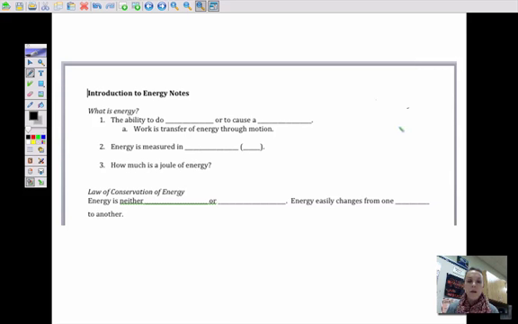Welcome to our Energy, Work, and Power unit. In order to fully understand energy, we first need to define energy itself and the two main types of energy.